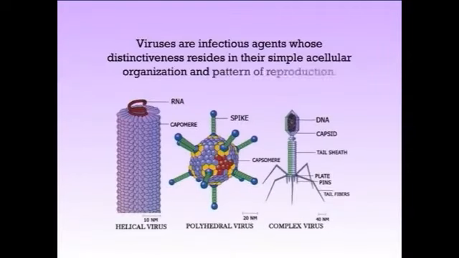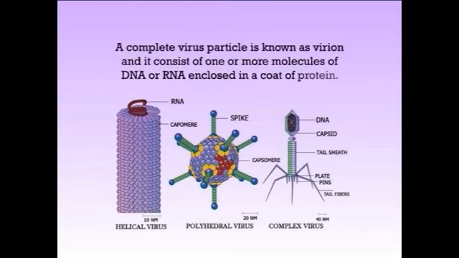Viruses are infectious agents whose distinctiveness resides in their simple acellular organization and pattern of reproduction. A complete virus particle is known as a virion, and it consists of one or more molecules of DNA or RNA, which is enclosed in a coat of protein.